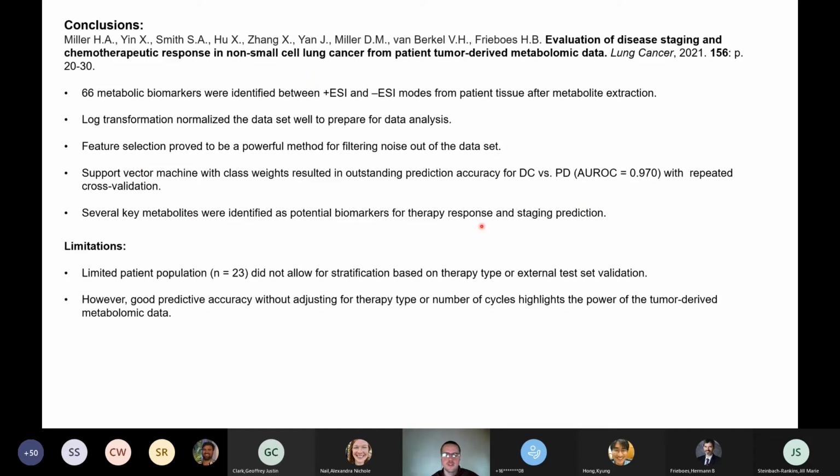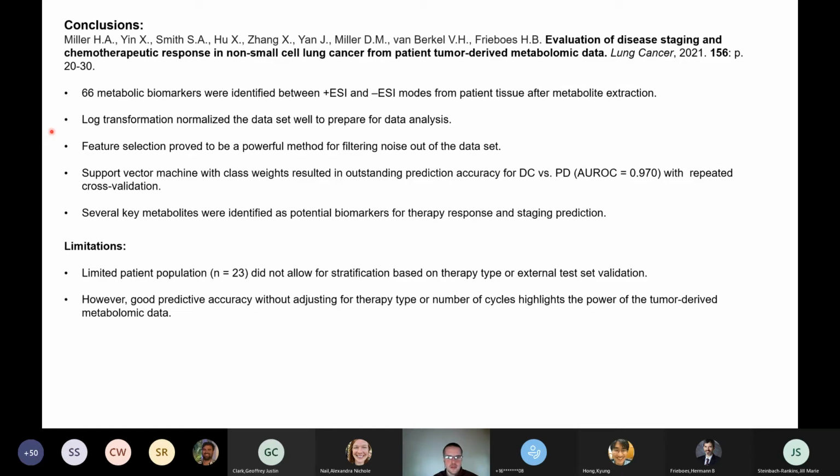Overall, in this study, 66 metabolic biomarkers were identified from patient tissue samples between negative and positive ion modes after metabolite extraction. A log transformation normalized the data set well to prepare it for analysis, and feature selection proved to be a powerful method for filtering the noise out of the data set. A support vector machine resulted in outstanding prediction accuracy for disease control versus progressive disease with repeated cross-validation.